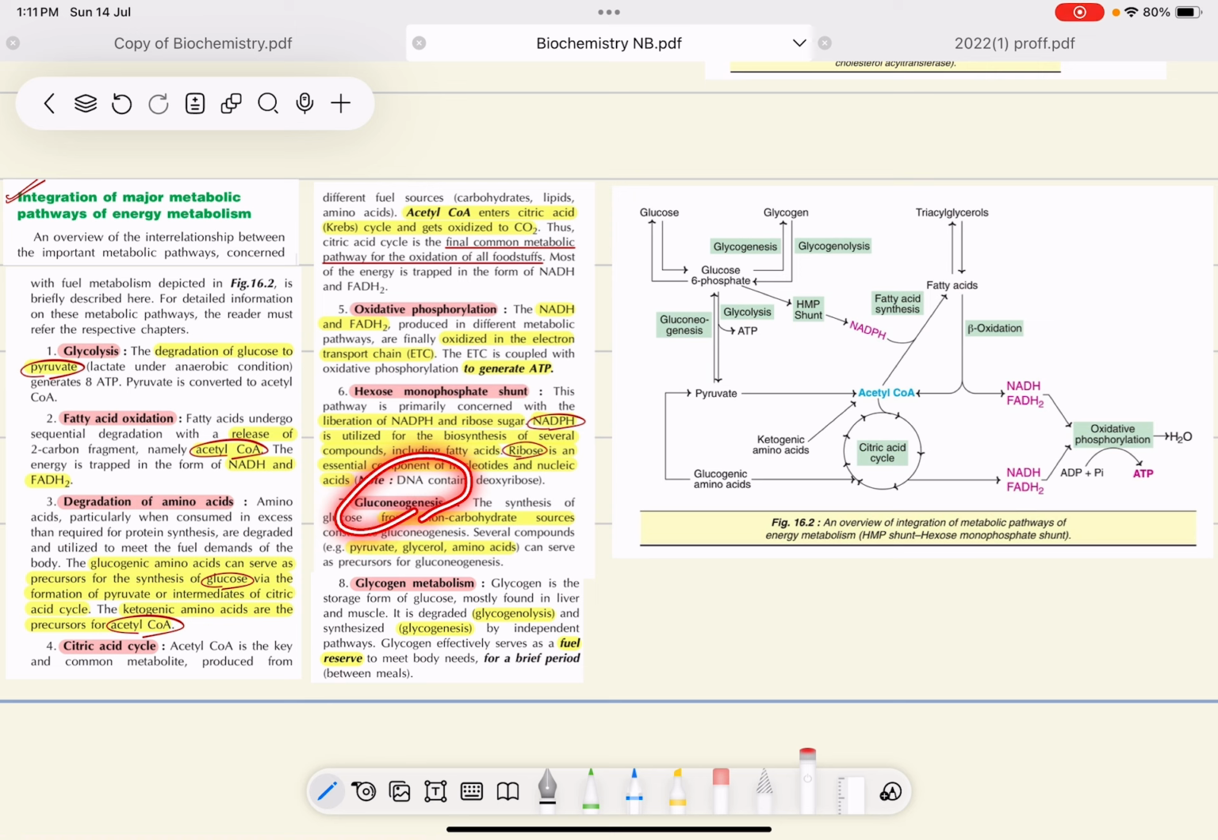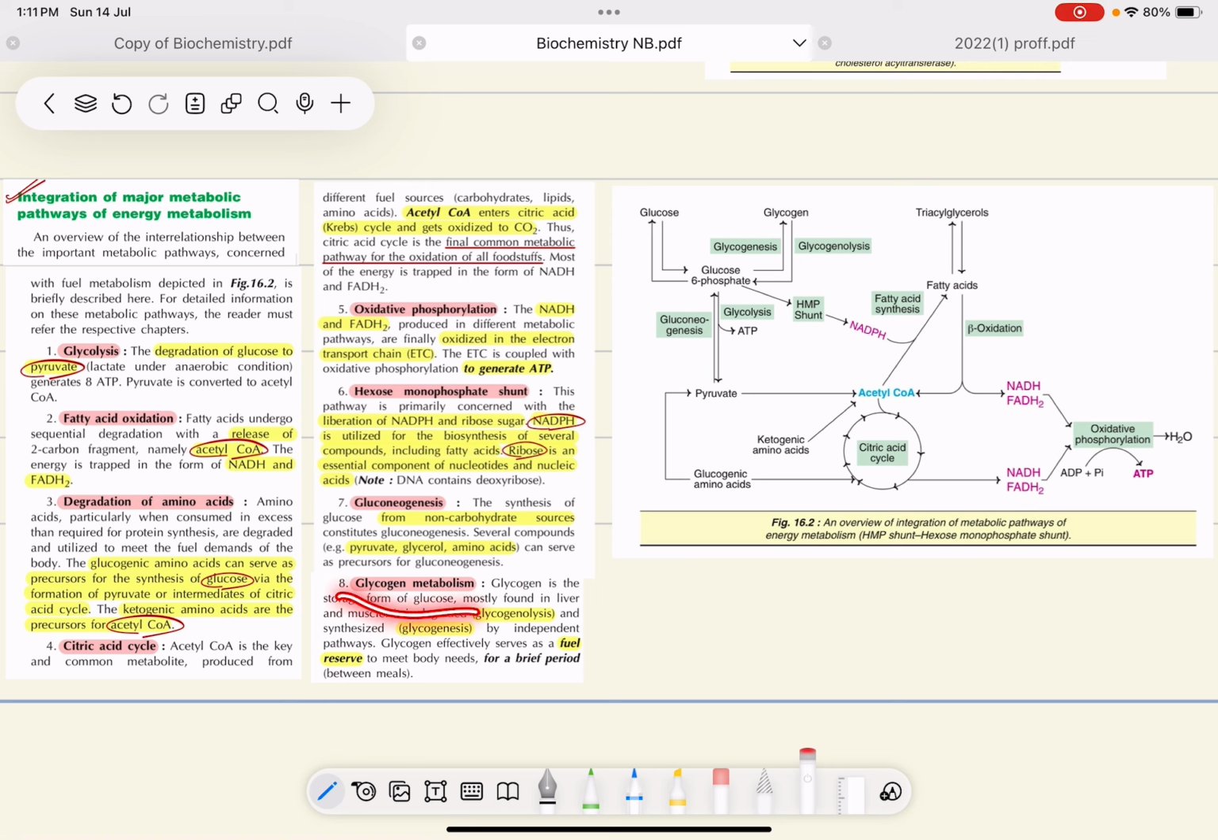We have gluconeogenesis, that is genesis of new glucose from non-carbohydrate sources. For example, we are getting pyruvate through amino acids. So these amino acids converted into pyruvate undergo gluconeogenesis to produce glucose 6 phosphate, which ultimately gives rise to glucose. There can be pyruvate, there can be glycerol, or there can be amino acids.